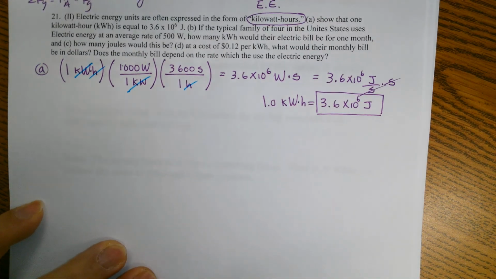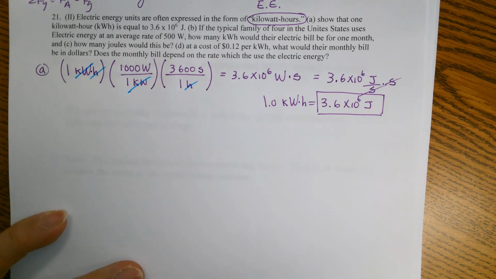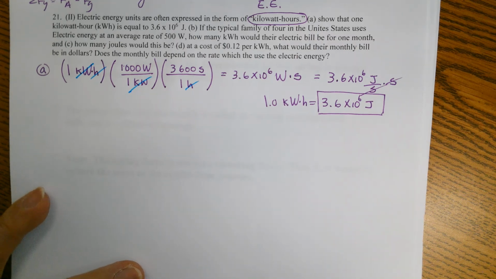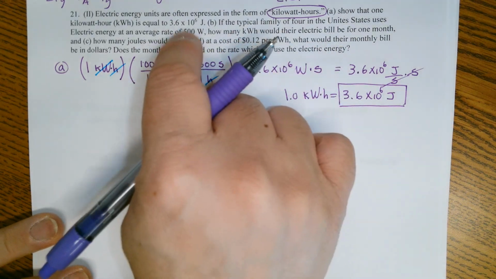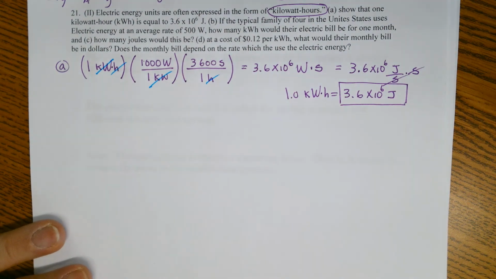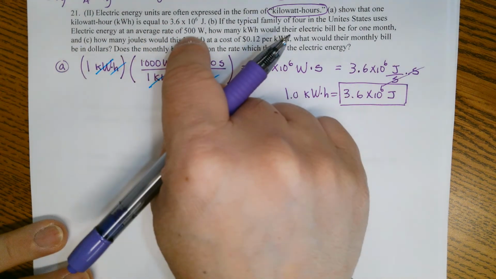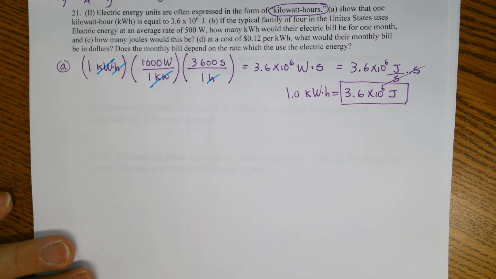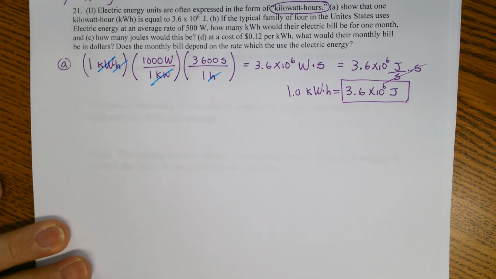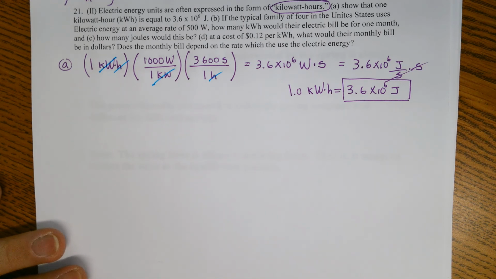Now, here it says, a typical family of four in the United States uses electric energy at an average rate of 500 watts. How many kilowatt hours would their electric bill be for 1 month? So we have to find out how many kilowatt hours of electricity they will use at the rate of 500 watts per day. Okay. So I'm going to assume that 500 watts is basically how many hours they're going to actually use, right?